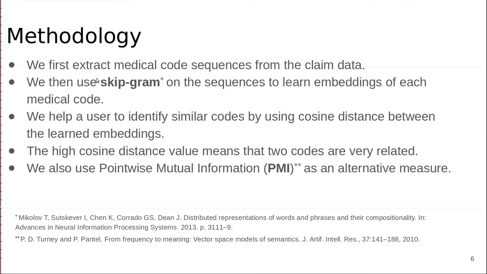So we extract medical code sequences from claim data, and then we use a skipgram model on the sequences of claim data to learn embeddings, or vectors, of medical codes. Then we use the cosine distance between the medical code vectors to find similar codes. We also use pointwise mutual information, or PMI, for the same purpose.